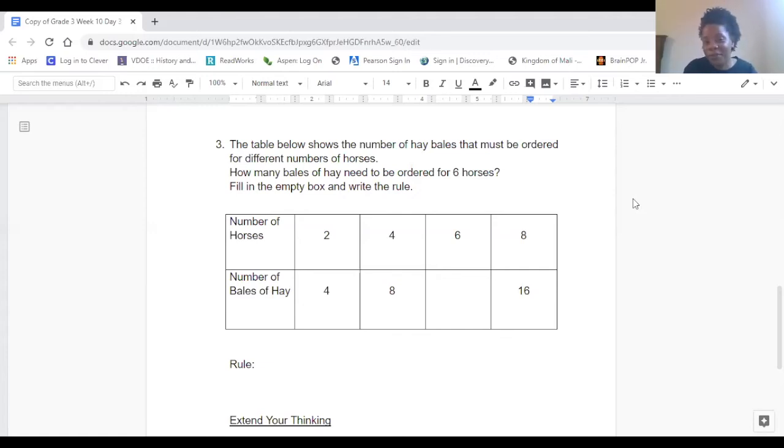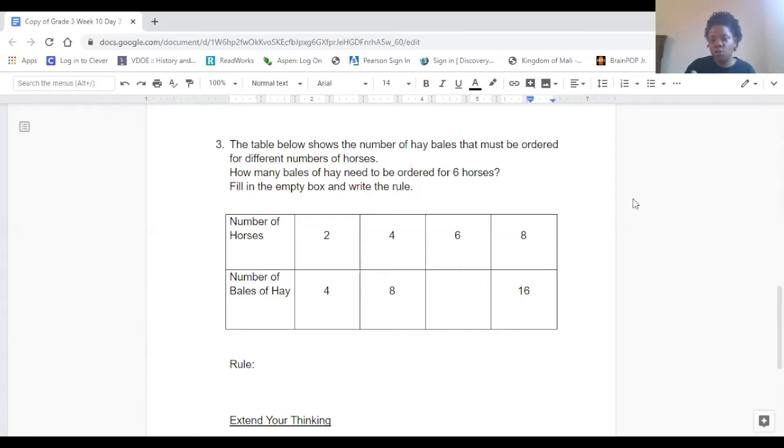Did you find the rule? Let's go to the table. 2 horses will need 4 bales of hay. 4 horses will need 8 bales of hay. And I see that 8 horses will need 16 bales of hay. So let's see. If I look here, it seems to me, I see different patterns. And I see that 2 horses will need 4 bales of hay.